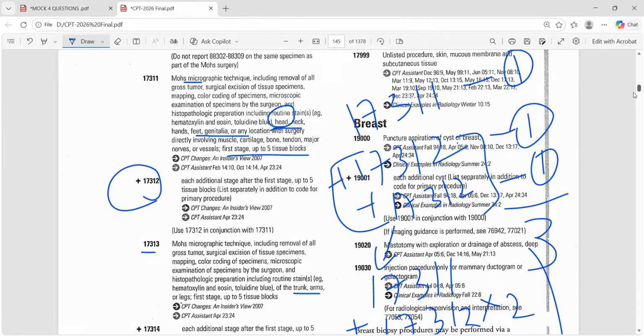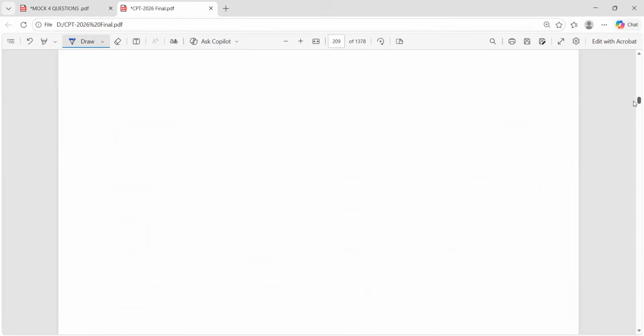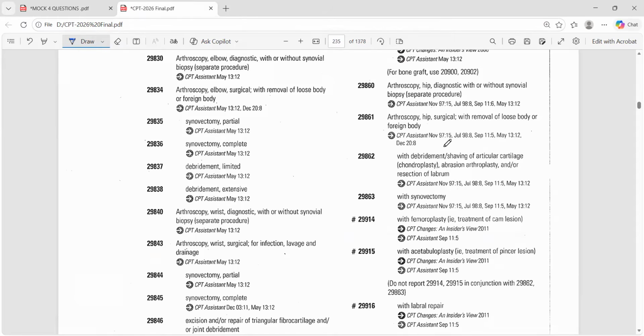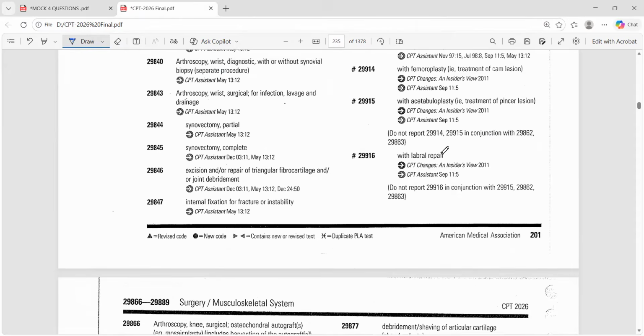I'm going into the book. What is the code? 29881, right? See.